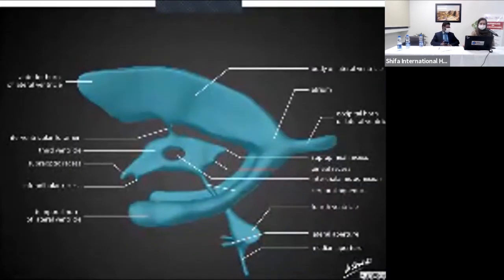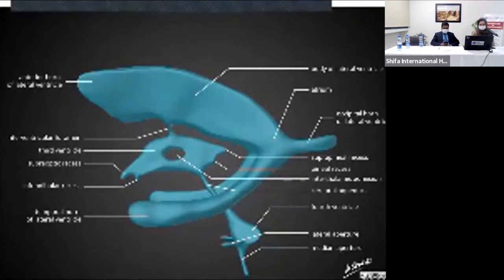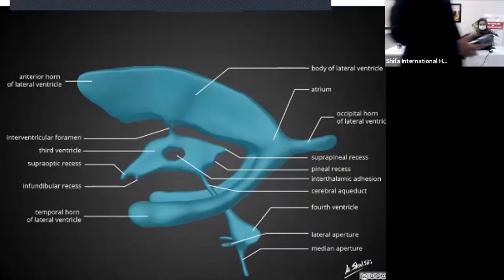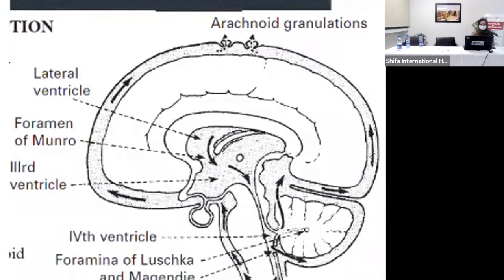CSF formation and absorption. CSF is formed by the choroid plexus and the ependymal lining of the ventricles, and it travels in the lateral ventricles, and via the foramen of Monro, it enters into the third ventricle and through the aqueduct of Sylvius into the fourth ventricle. Via a single median and two lateral apertures, it enters into the subarachnoid spaces, and it travels over the convexity of the brain to be absorbed by the arachnoid granulations into the cerebral venous sinuses.